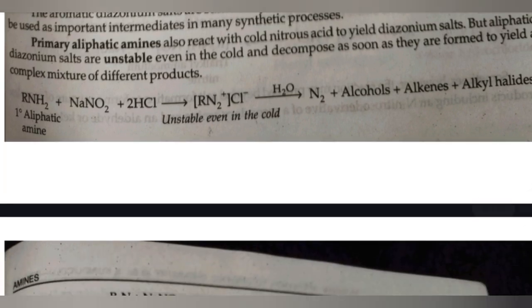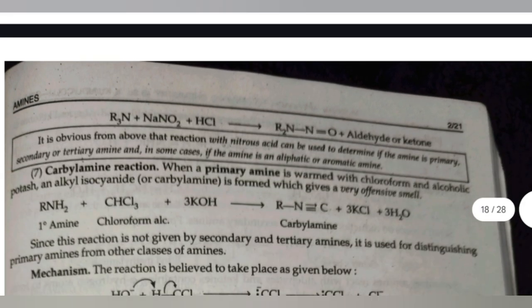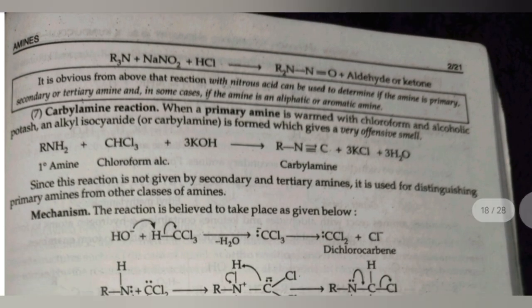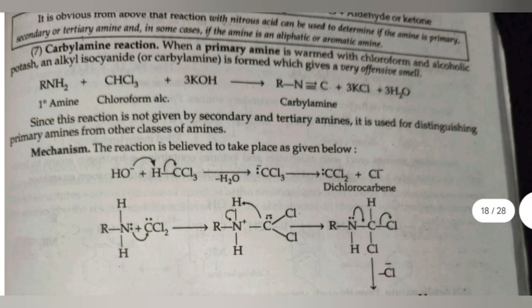Primary aliphatic amines also react with cold nitrous acid to yield diazonium salt, but aliphatic diazonium salts are unstable even in cold and decompose as soon as they are formed to yield a complex mixture of different products. It is obvious from the above that reaction with nitrous acid can be used to determine if the amine is a primary, secondary, or tertiary amine, and in some cases if the amine is aliphatic or aromatic.